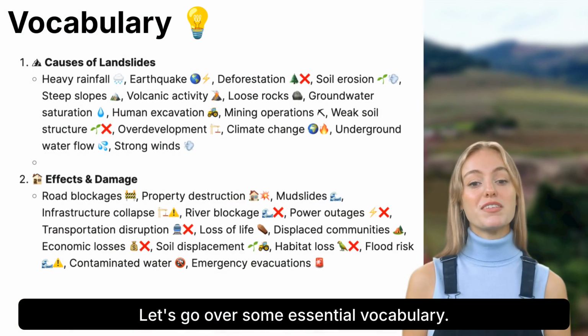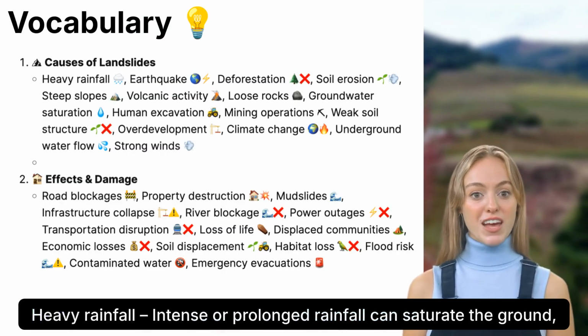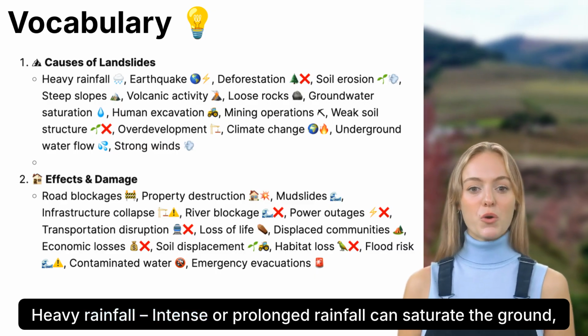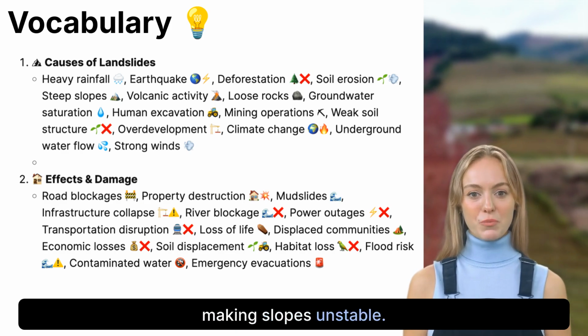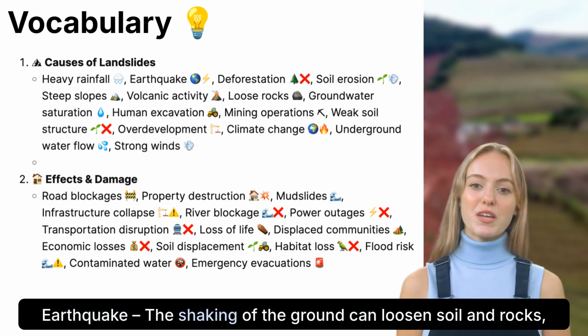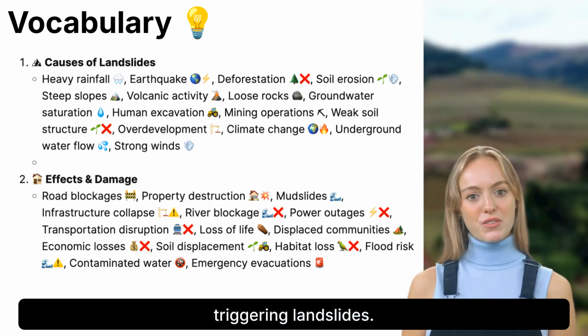Let's go over some essential vocabulary. 1. Causes of landslides. Heavy rainfall. Intense or prolonged rainfall can saturate the ground, making slopes unstable. Earthquake. The shaking of the ground can loosen soil and rocks, triggering landslides.